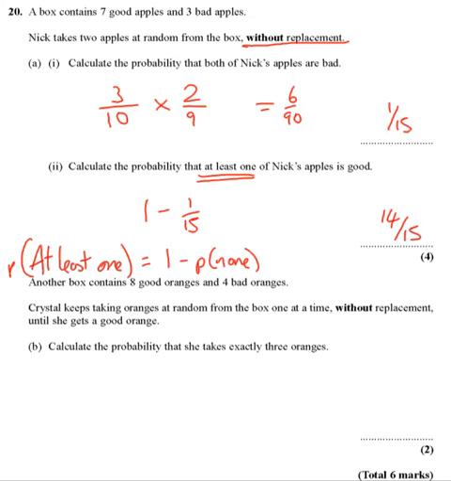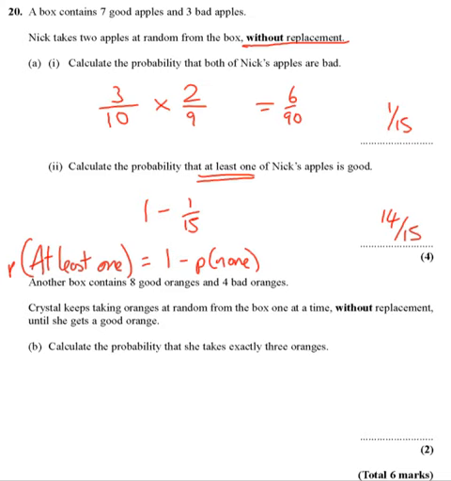Another box contains 8 good and 4 bad oranges, so 12 in total. Crystal keeps taking oranges at random from the box one at a time without replacement until she gets a good orange. So that means if she gets a good orange the first time, then she finishes. If she takes a bad orange out and then a good orange, she finishes. If she takes bad, bad, good, or bad, bad, bad, bad, bad, bad, good, she basically takes out as many bad oranges as she can until she gets a good one.